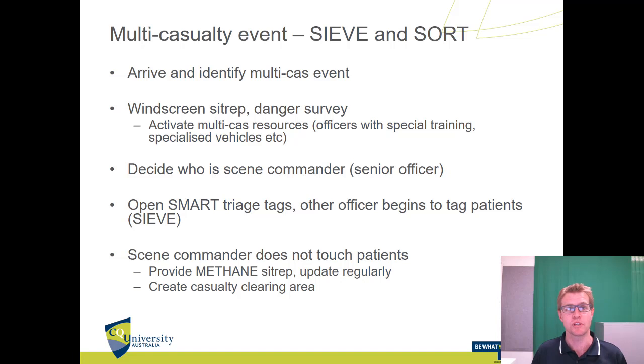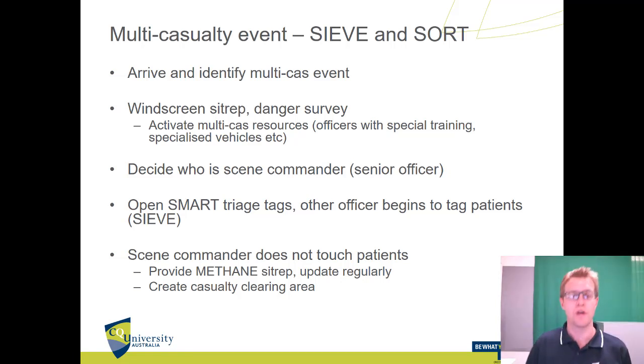So there'll only be two of you in the car, you and your partner, and you're just going to pick, generally you pick the person who's the most senior officer. So if you're a brand new graduate and your partner's been in a couple of years, they're going to be the scene commander. And that means that you're going to be the person going around actually doing the sieving.